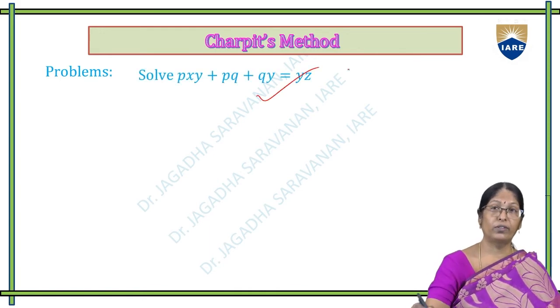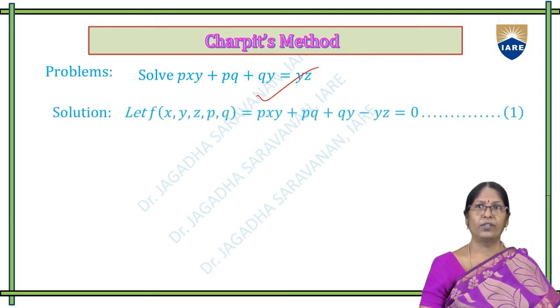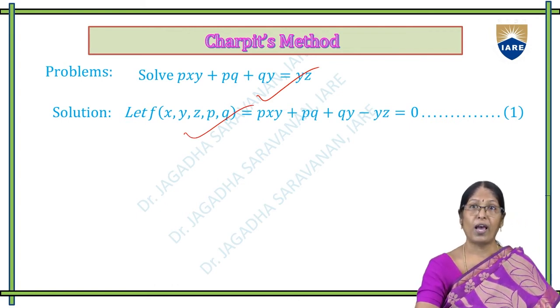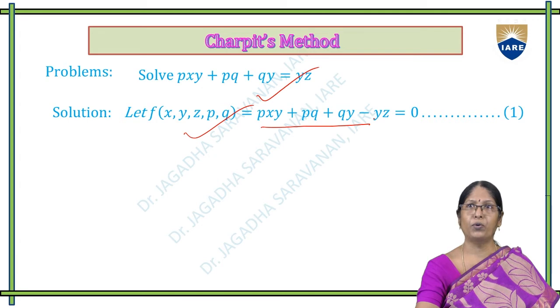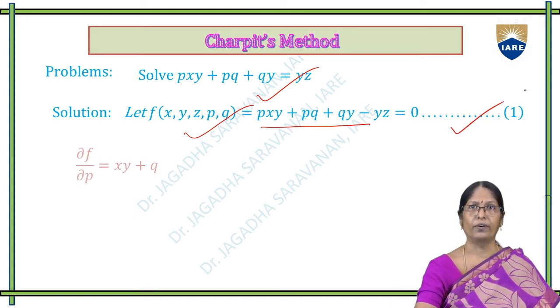Now, we will move to the third problem, that is pxy plus pq plus qy equal to yz. The solution: let f be a function which is defined in terms of x, y, z, p and q. The question is pxy plus pq plus qy minus yz equal to 0, that we name as 1.